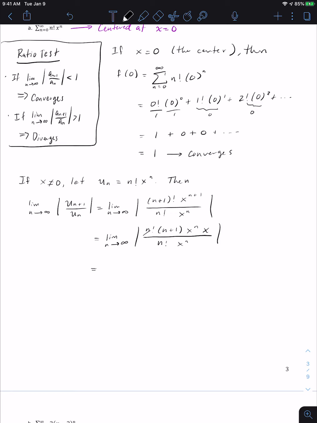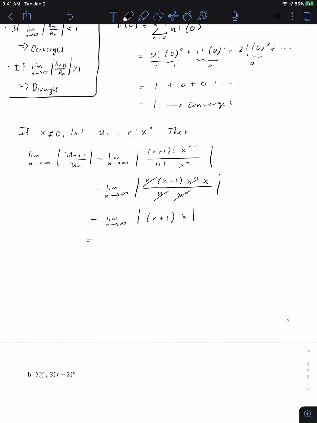So I see some things are going to cancel. n factorial cancels, x to the n cancels, and I'm left with the limit as n goes to infinity of n plus 1 times x, in absolute value. Notice here I'm not losing the absolute value, because it's a little bit redundant to have absolute values around the n plus 1, since n is always positive. It's the index that I'm adding up. But the x, we don't know if it's positive or negative. The x values are what we're trying to figure out.